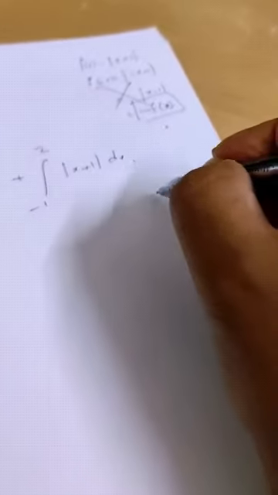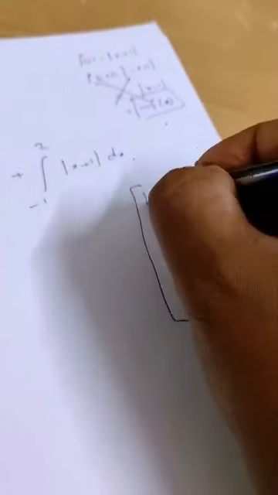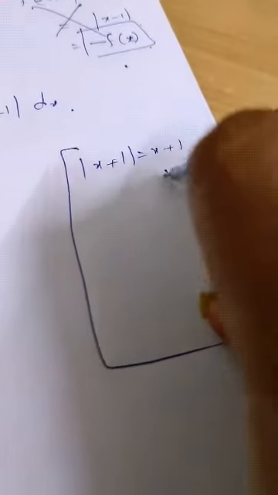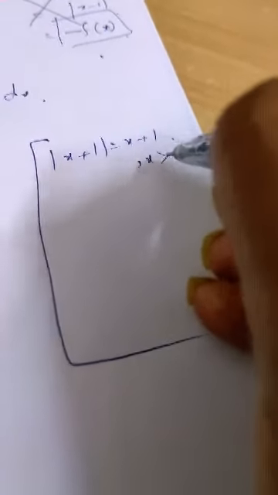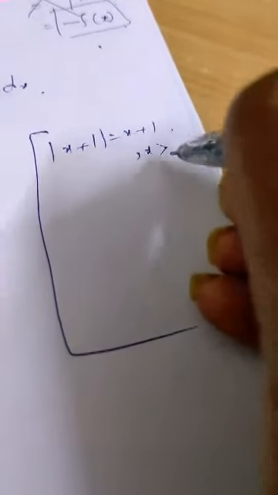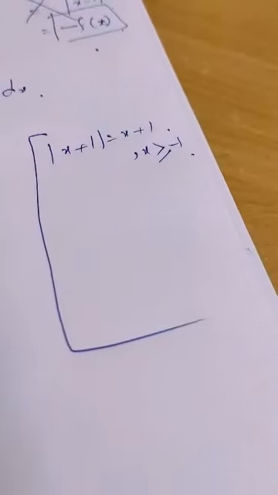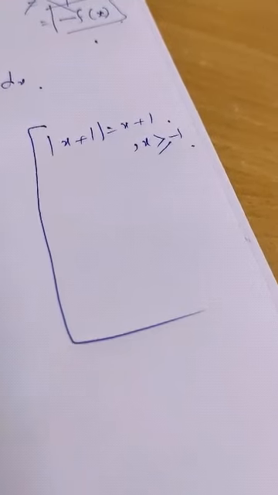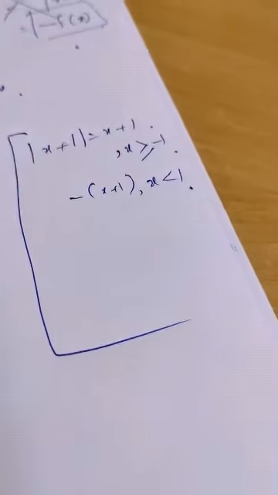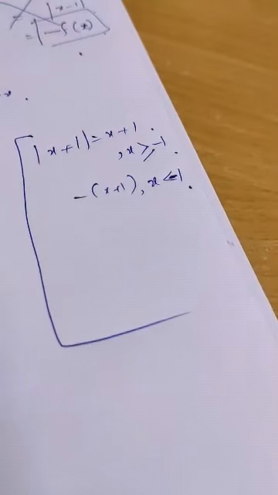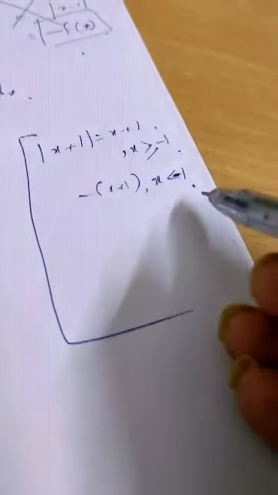Now what do we do? Mod of x plus 1 equals x plus 1 if x plus 1 is greater than or equal to 0, that is, x greater than minus 1. It will be minus of x plus 1 if x is less than minus 1, that is, x plus 1 less than 0.